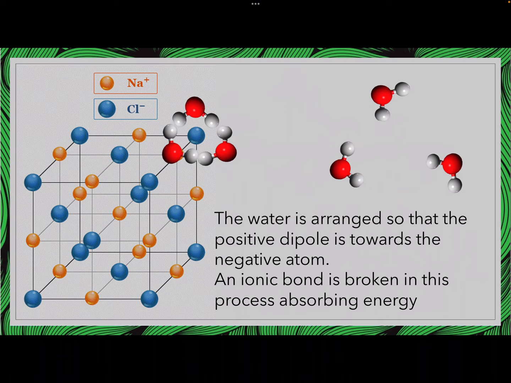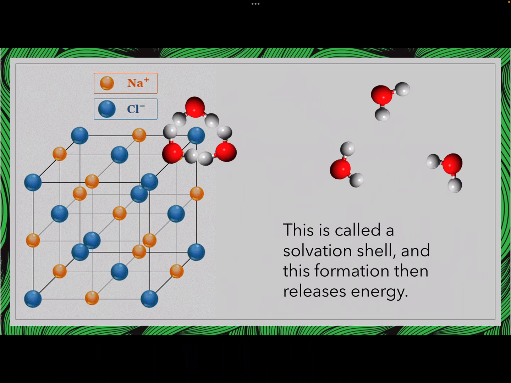the waters, the delta positive hydrogens are actually pointing in towards the negatively charged chlorine. This is what helps it all go into solution, because we're taking that really strong electrostatic attraction between the positive sodium and the negative chlorine and kind of breaking it down by having the waters face in and negate some of that negative charge. What that does is it breaks the ionic bond. And again, energy is absorbed in that process. This is called a solvation shell. When we have a shell of water around an atom or a molecule, it's called a solvation shell because it helps it dissolve in the water.